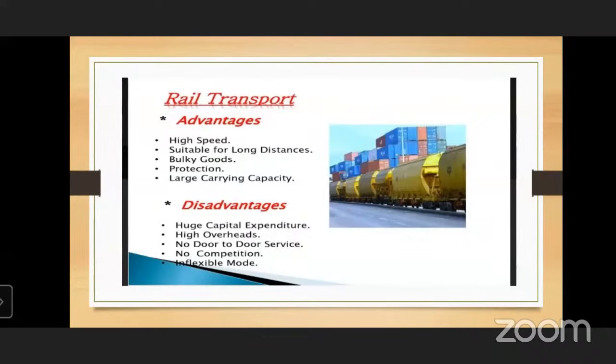But in road transport, we are getting door-to-door service. So that is the difference between road transport and rail transport. In rail transport, we cannot get door-to-door service. It does not have any competition. It is an inflexible mode. Even the timing we cannot change. So all these are disadvantages. Even the money expenditure is also costly. When we have to change the goods from one place to another, it takes lots of expenditure.